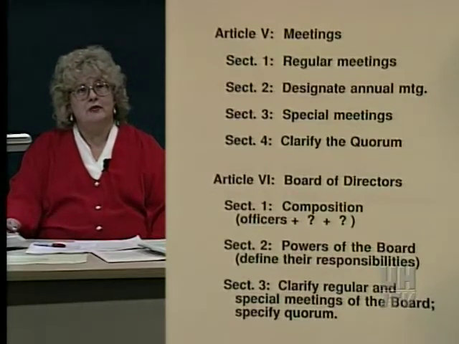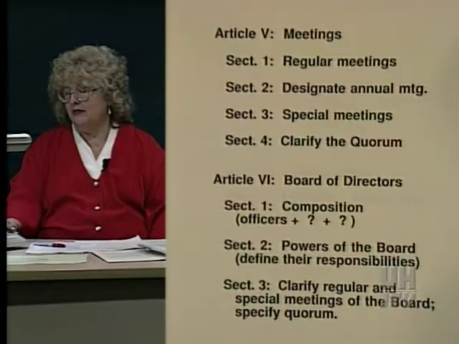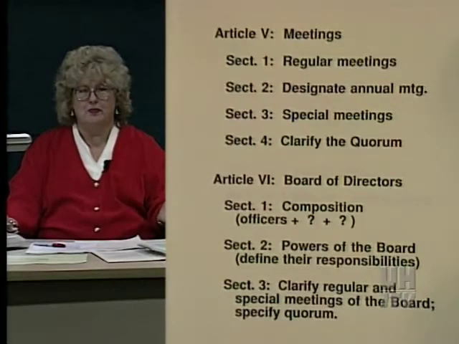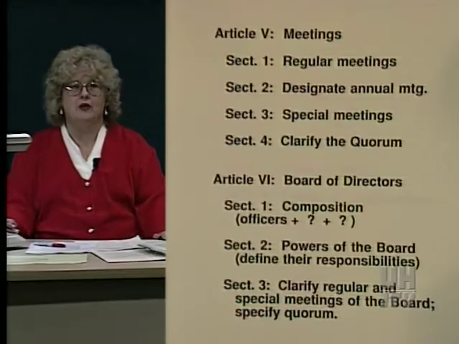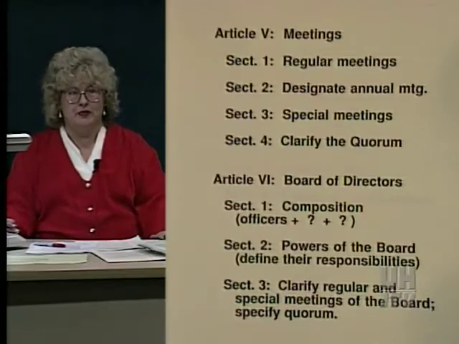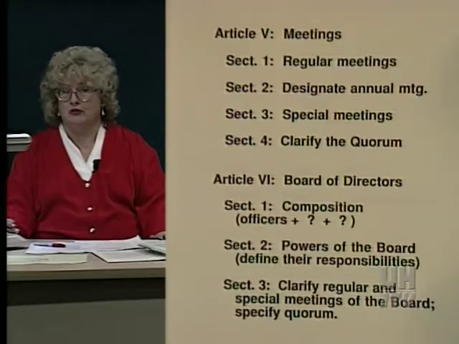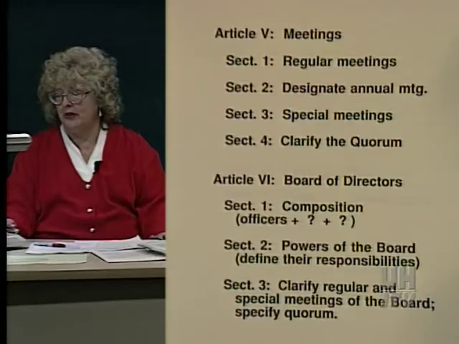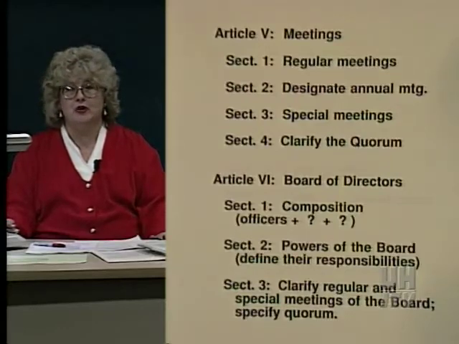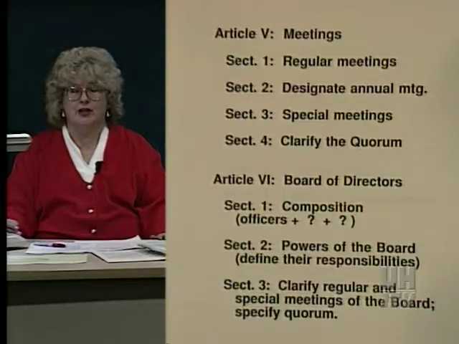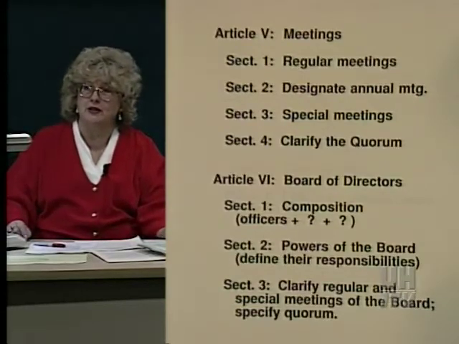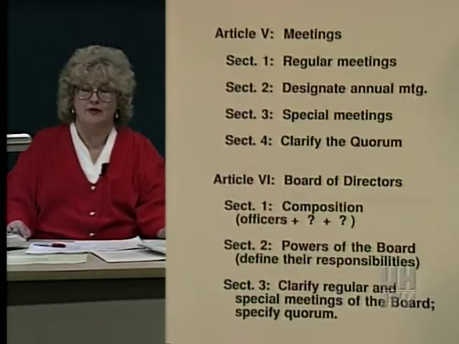But then normally Section 2 would be the spot where you would indicate which of these meetings is the annual meeting. And the annual meeting is where you may have some additional reports. There may be some committees that only report at the annual meeting. The annual meeting is normally where you would elect officers. And you need to know at which meeting of the year you will elect officers.